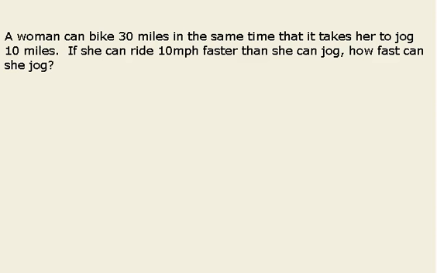A woman can bike 30 miles in the same time that it takes her to jog 10 miles. If she can ride 10 miles per hour faster than she can jog, how fast can she jog?